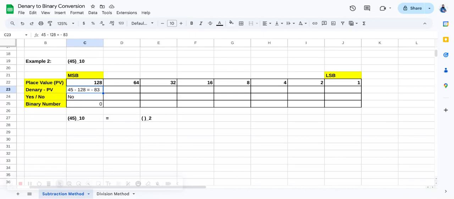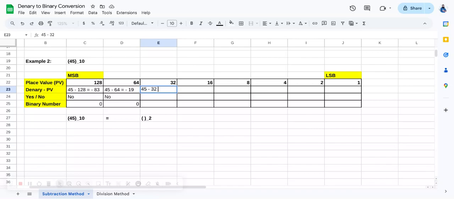So we are going to use this number 45 again. 45 minus 64. So here we are going to get negative 19. So again we got a negative answer, no and 0. So the third column, same story. We do not have a positive number here. So we will repeat the process with the initial number.